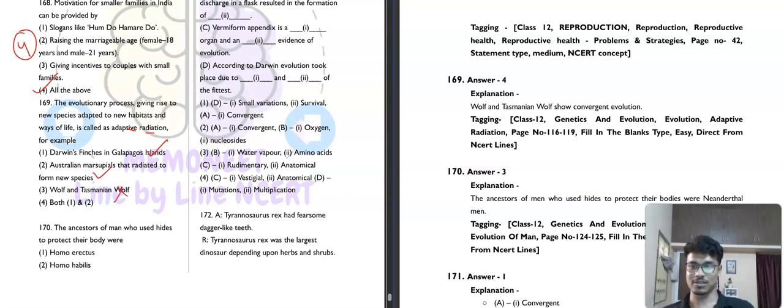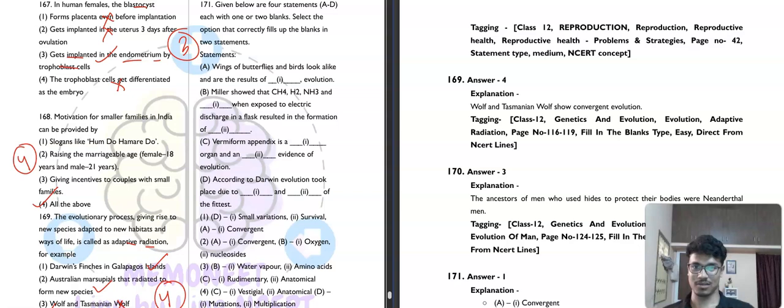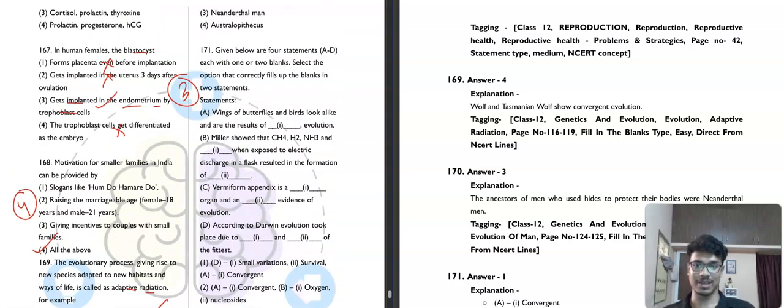Okay, so this is not correct. Wolf and Tasmanian wolf, these are different evolution. So fourth option, both first and second are examples of adaptive radiation. Then question number 170. The ancestors of man who used hides to protect their body, that means cave... Homo erectus, Homo habilis, no, Homo habilis the first one, they had not had one, Neanderthal men, Australopithecus. The ancestor man who used hides to protect their body were Neanderthal men, third option.